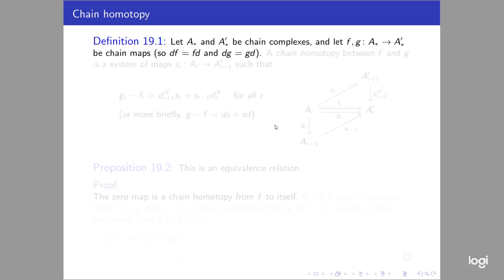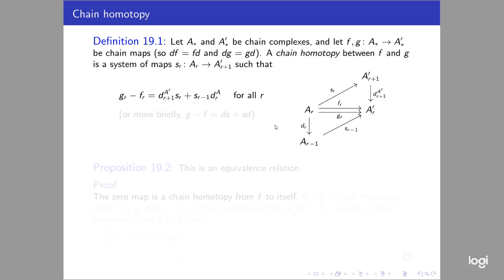So the idea is we've got two chain complexes, A and A prime, and two chain maps, F and G, from A to A prime. Remember what it means for these to be chain maps. It means that DF is FD and also DG is GD. So a chain homotopy between F and G is a system of maps S_r from A_r to A prime r plus 1 with certain properties.